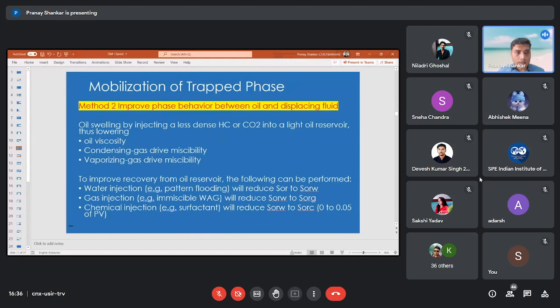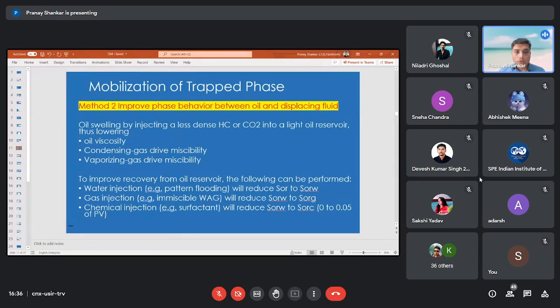But in simplistic terms, what I can tell you is when we go for any gas EOR method, like injecting any gas or CO2 or anything into an oil reservoir, it reduces the viscosity of oil. It also reduces, and once it achieves miscibility, the interfacial tension is gone. So there is no concept of any residual oil saturation, and hence you can maximize your oil recovery.